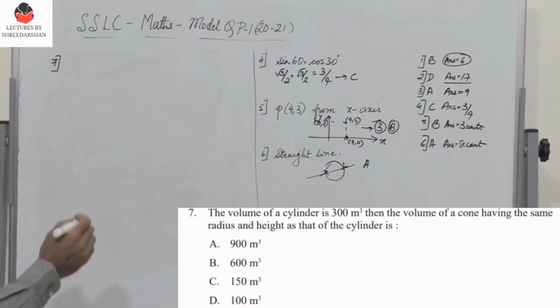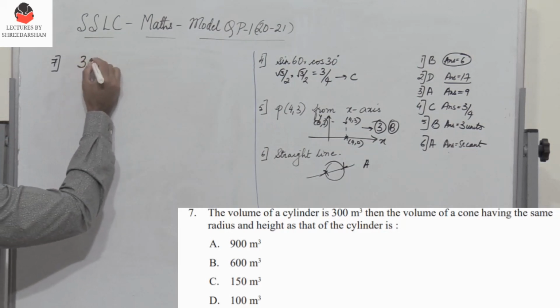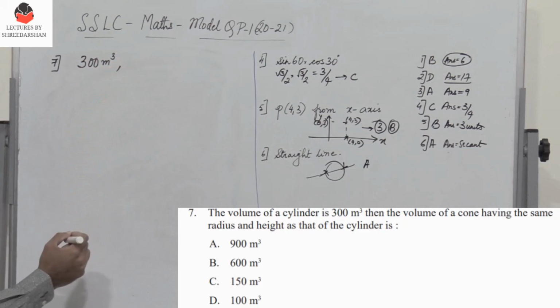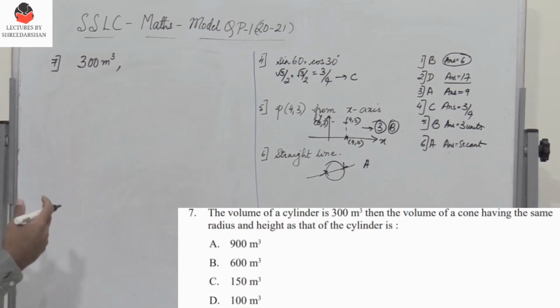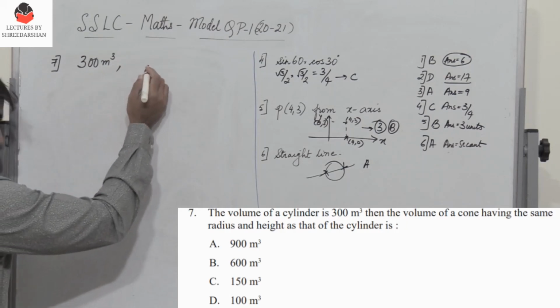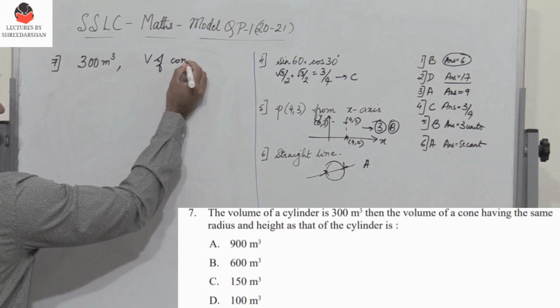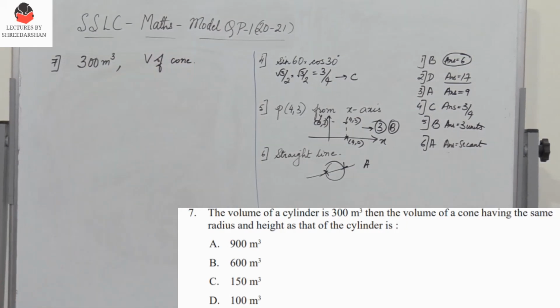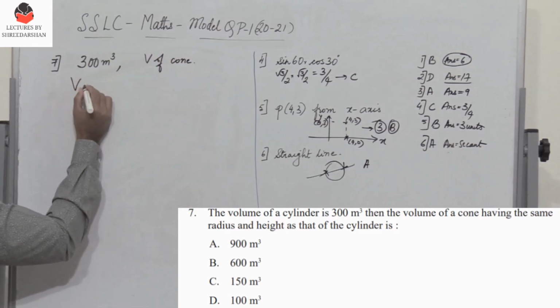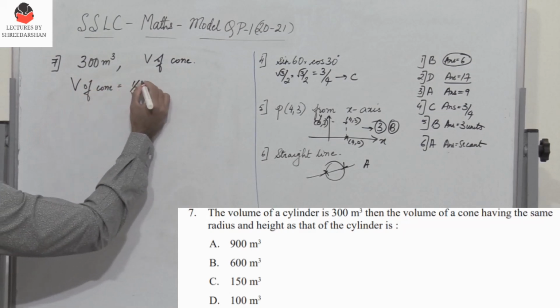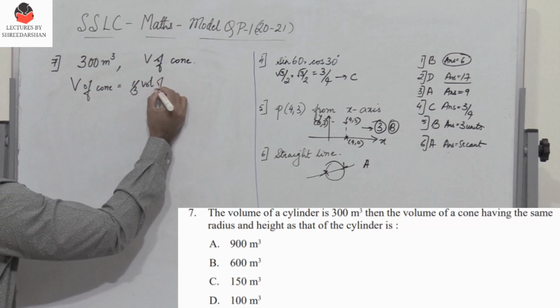Problem 7. The volume of the cylinder is 300 meter cube. Then find the volume of a cone having the same radius and height as that of the cylinder. So we need to find the volume of a cone. So we know that the volume of the cone is nothing but 1/3 volume of cylinder.